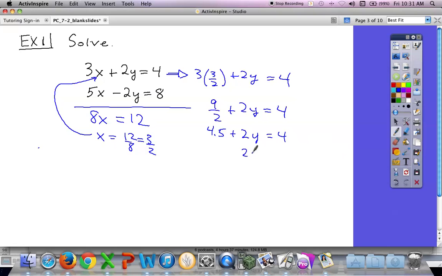Now when I subtract, I get 2Y equals -0.5. And then I divide by 2, and I get -0.25, which is -1/4 as a fraction. So it doesn't matter to me whether you make it a decimal or a fraction, or whether you clear fractions by multiplying by 2.